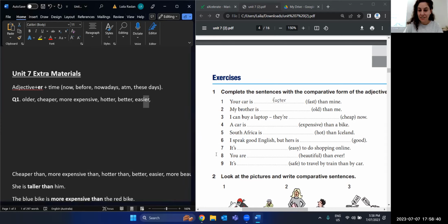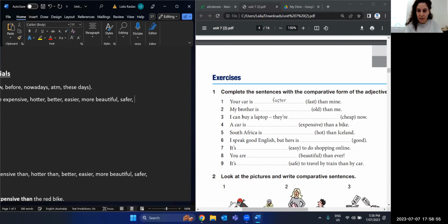Number 8, Conrado. Yes, you are more beautiful than ever. Number 9, Letizia. Safer. Yeah, it's safer. It's a short adjective.